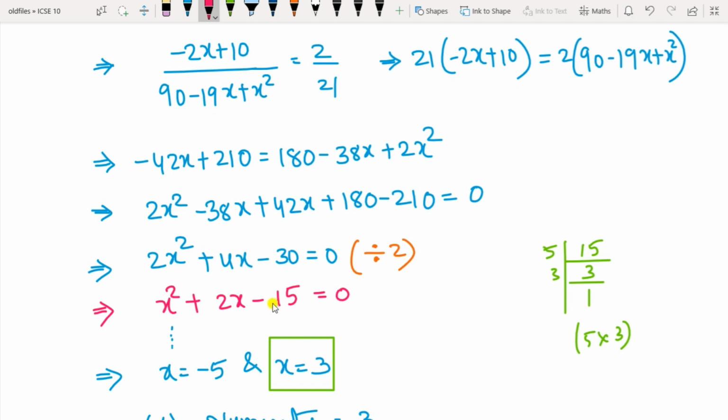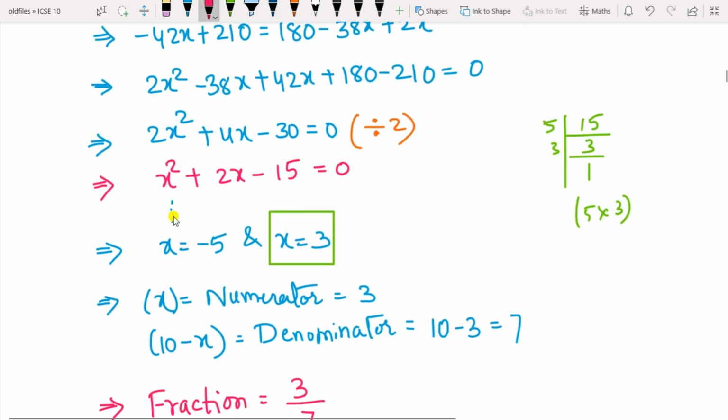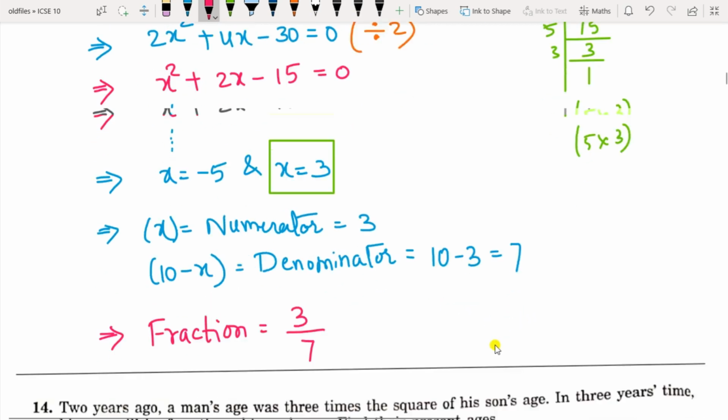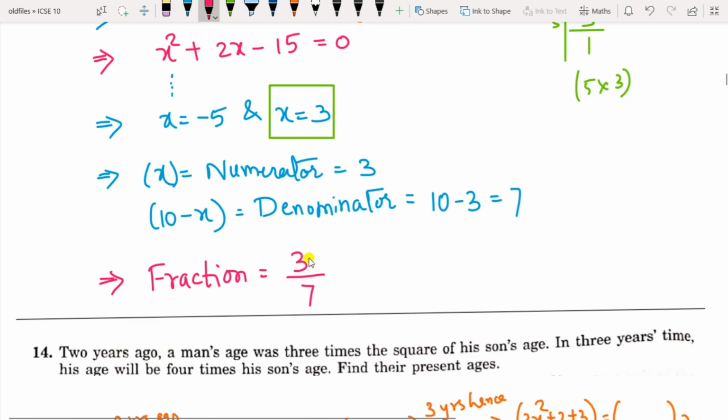You get this quadratic equation, and on solving this quadratic equation you will get the value of x as minus 5 and plus 3. So always you have to consider the positive value. So here x equal to 3 we will be considering, but value of x means it is the numerator. So numerator is 3, therefore denominator will be 10 minus x, that is 10 minus 3 is 7. Therefore the fraction that you get, numerator upon denominator, is 3 by 7.